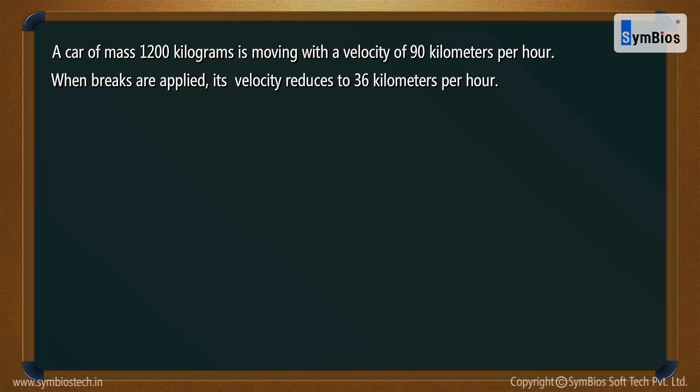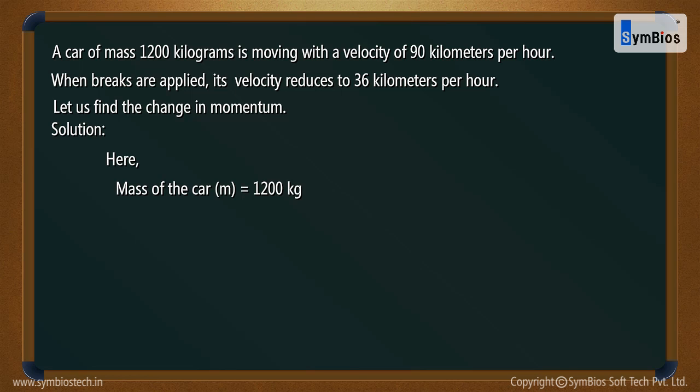Example 2. A car of mass 1200 kg is moving with a velocity of 90 km per hour. When brakes are applied, its velocity reduces to 36 km per hour. Let us find the change in momentum. Solution. Here, mass of the car m is equal to 1200 kg.